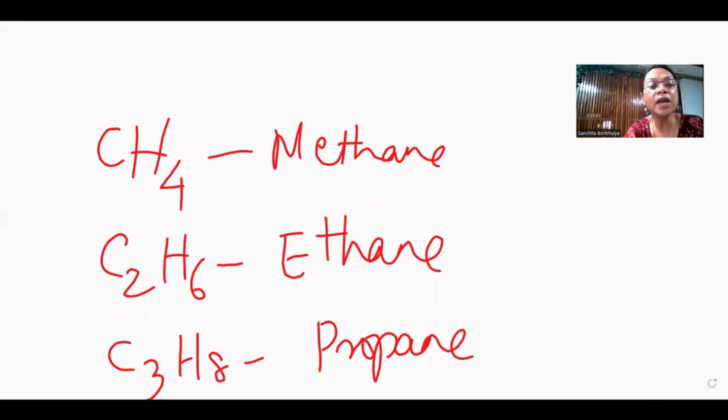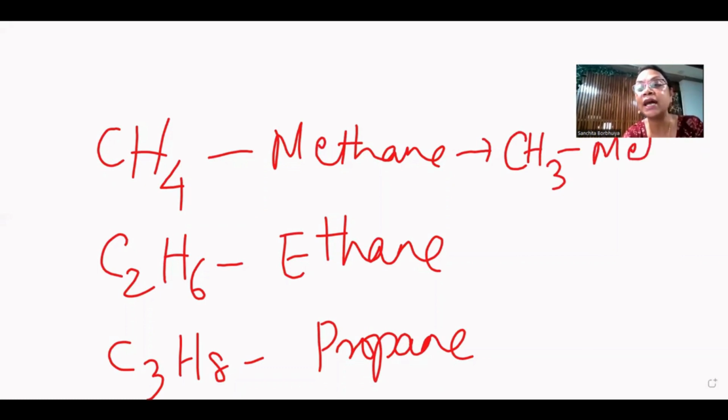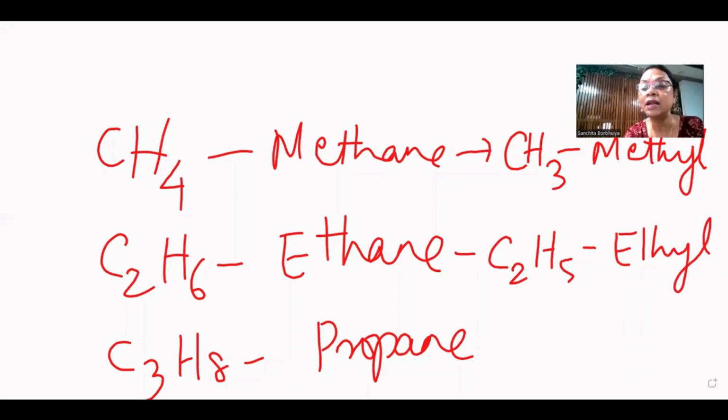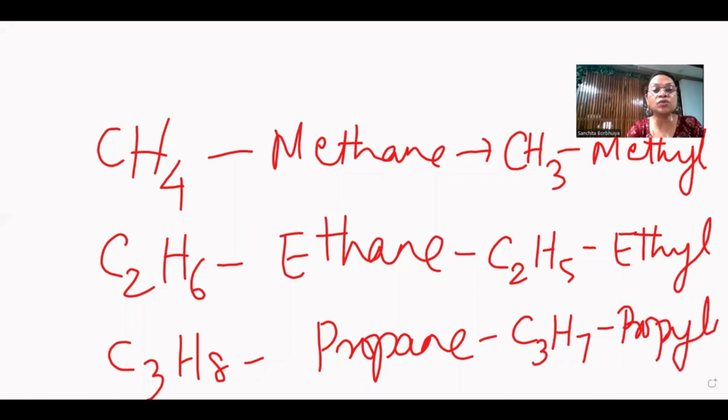So suppose I remove a hydrogen from methane, it will become CH3. This will be called a methyl. Do not forget, it becomes an alkyl radical, so it is methyl. Similarly, C2H5 is ethyl. C3H7 is propyl. So on and so forth.